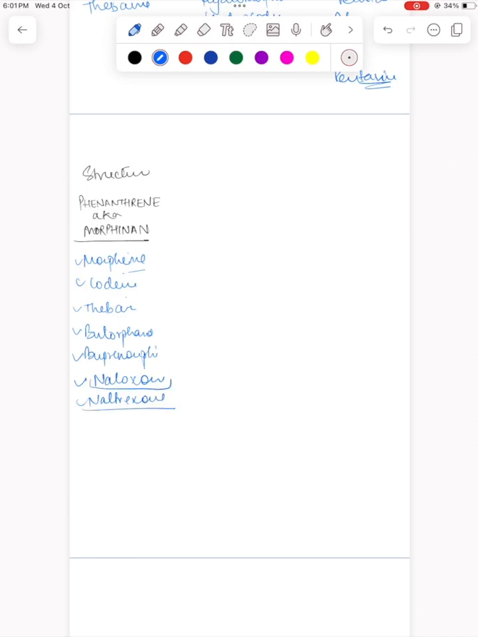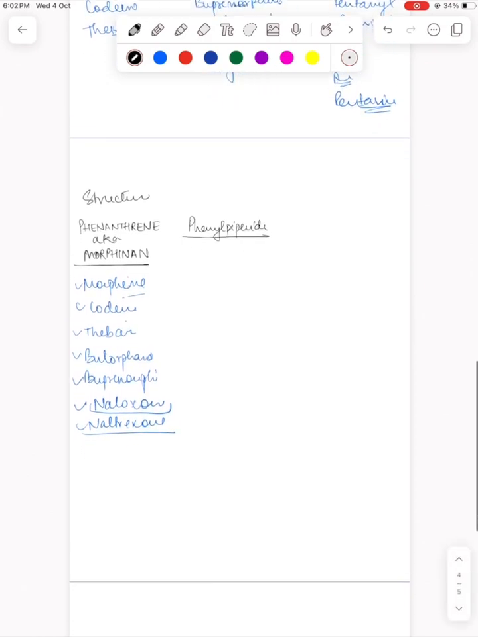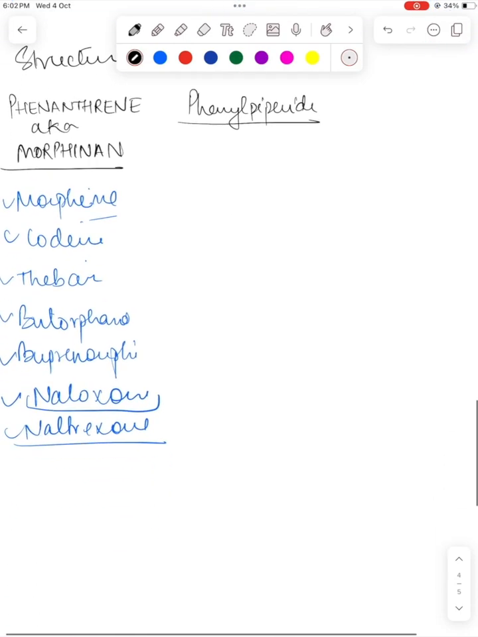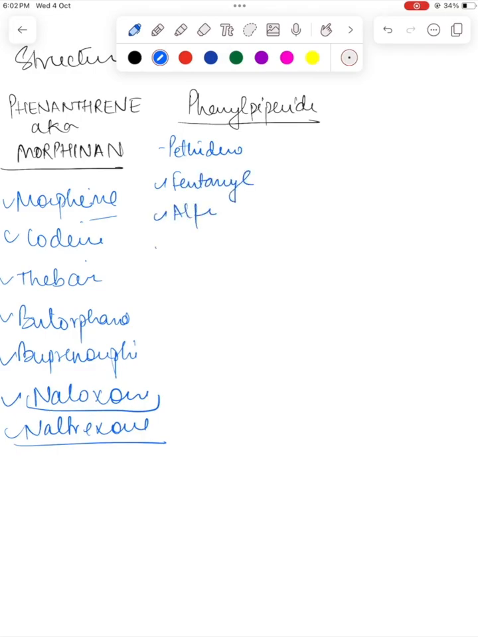I'm sure you all must be knowing naloxone is the drug of choice for opioid overdose. So apart from phenanthrene derivatives, you also have phenylpiperidine derivatives. They are characterized by the presence of a phenylpiperidine ring. If you watched my lecture on neuromuscular blocking drugs, I talked about all of this, the phenylpiperidine and piperidine rings. If you want to take a look at that lecture, I will link it in the description below. But these opioids are characterized by the presence of a phenylpiperidine ring in their structure. Examples include pethidine, also known as meperidine, and all of the fentanyls, alfentanil, sufentanil, and remifentanil.